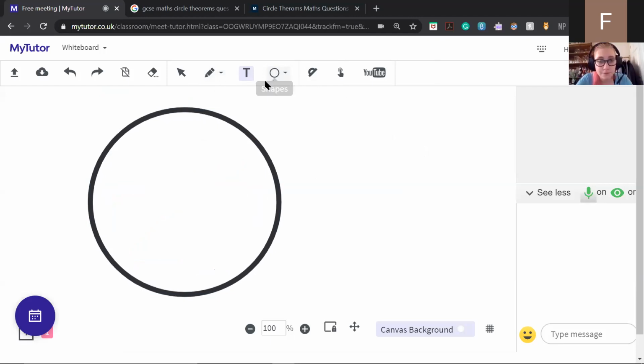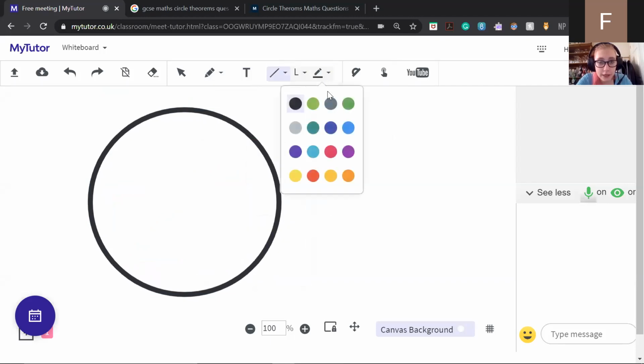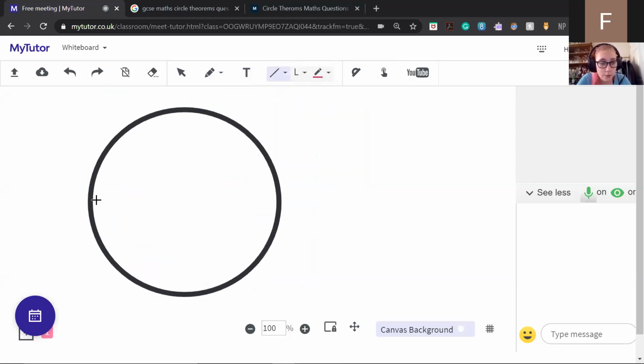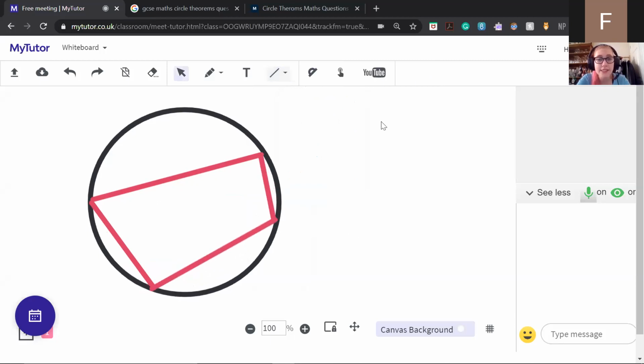So if I choose a color, we can draw it however we want. It can be a square, a rectangle, a trapezium. I'll make it this kind of shape like this. So that there is a cyclic quadrilateral because you can see each of the corner points lie on this same circle. And the theorem about this is that the opposite angles in a cyclic quadrilateral add up to 180.